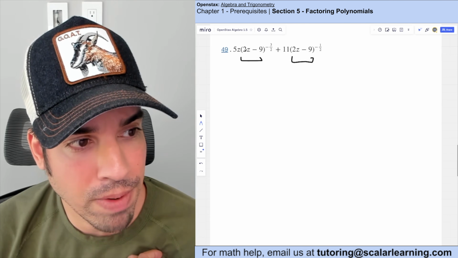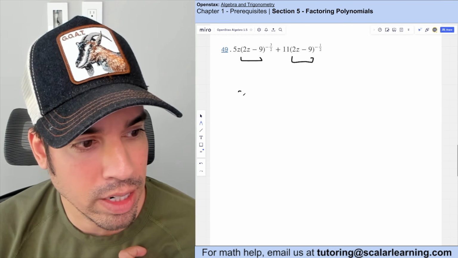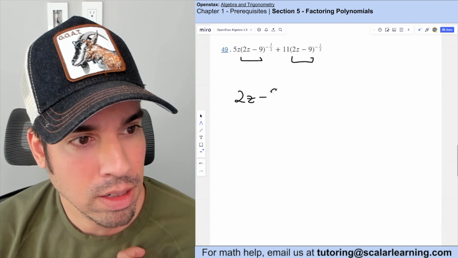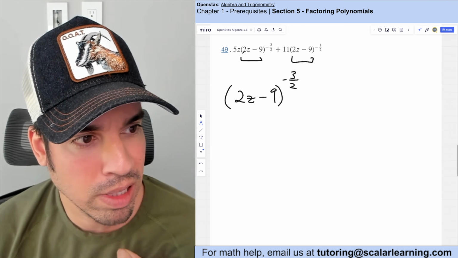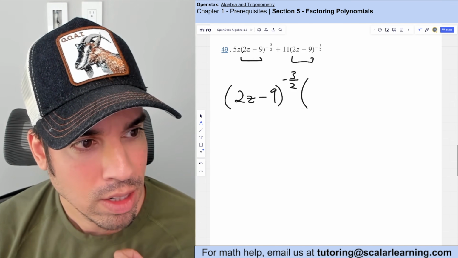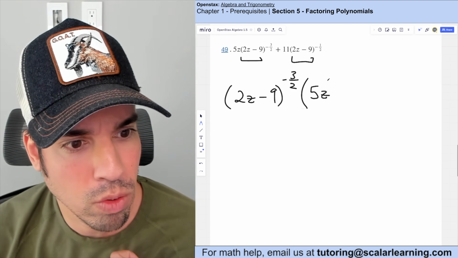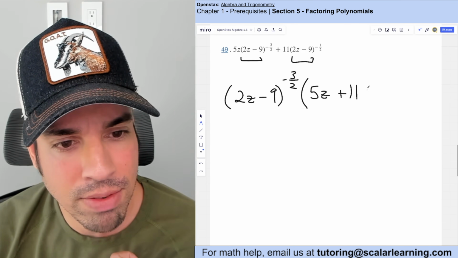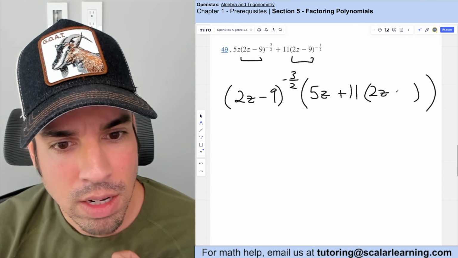as before. We're going to factor out the binomial with the lower exponent. So I'm going to factor out a 2z minus 9 to the negative 3/2, and everything's going to fall into place. So left inside of this first expression, when I factor out this 2z minus 9 to the negative 3/2, I just have 5z left over. Then over here, I have 11, and I still have this binomial here, 2z minus 9.